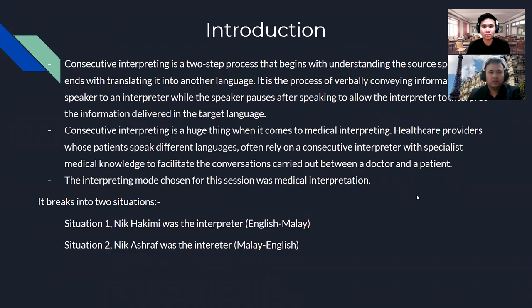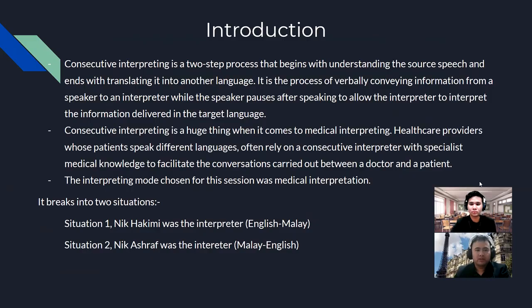As for the introduction, our interpretation is related to consecutive interpretation. Consecutive interpreting is a two-step process that begins with understanding the source speech and ends with translating it into another language. It is the process of verbally conveying information from the speaker to an interpreter, while the speaker pauses after speaking to allow the interpreter to interpret the information delivered in the target language.